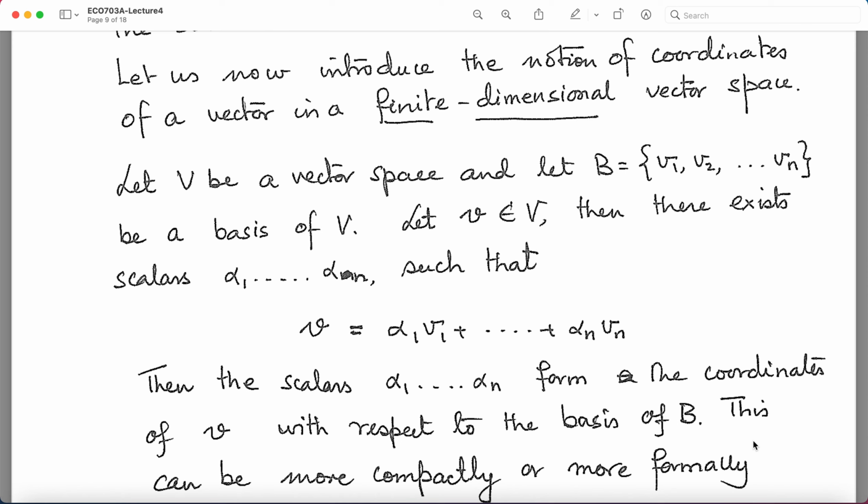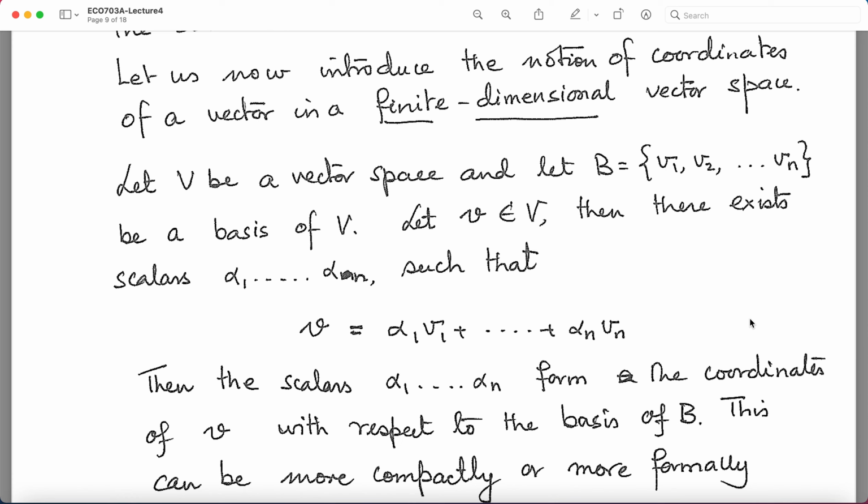It is another way of stating that real vector spaces are essentially Rn. You can define a bijective mapping between them. So, what are those coordinates? What are those n real numbers which will give the corresponding coordinate of V in Rn? This comes from the basis. If V1, V2, ..., Vn is a basis of the vector space V, then there must be scalars alpha 1, alpha 2, ..., alpha n such that V is the linear combination alpha 1 V1 plus alpha 2 V2 plus ... plus alpha n Vn.